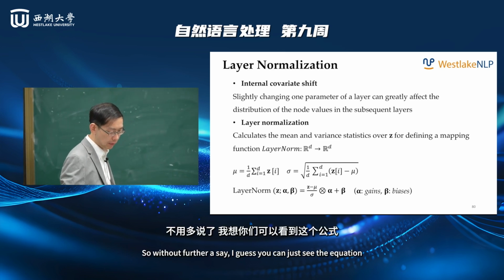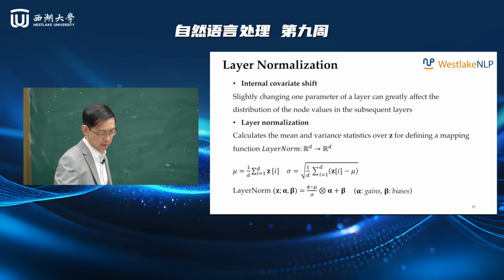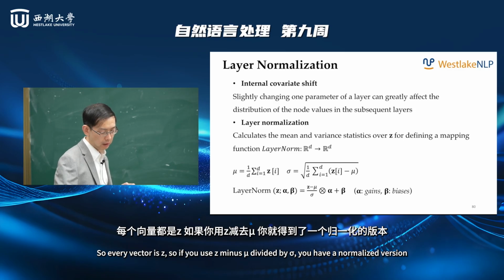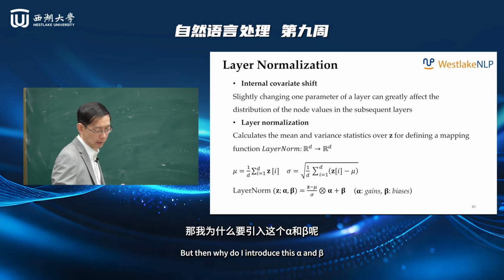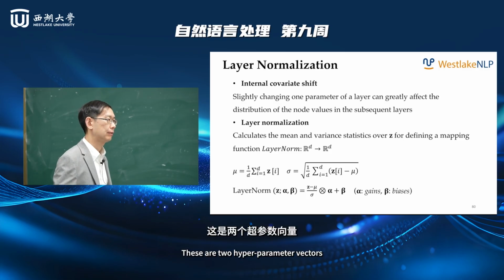Without further ado, I guess you can just see the equation. So this mu is the mean. This sigma is the standard deviation. Every vector is z. So if you use z minus mu divided by sigma, you have a normalized version. I don't have to explain that. But then why do I introduce this alpha and beta? These are two hyperparameter vectors.